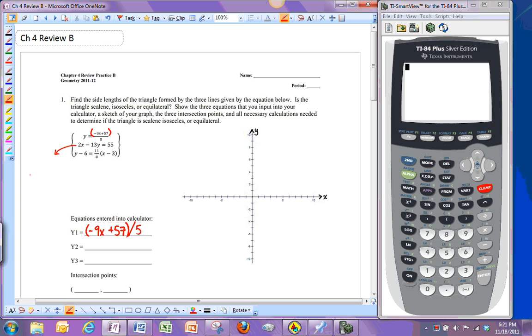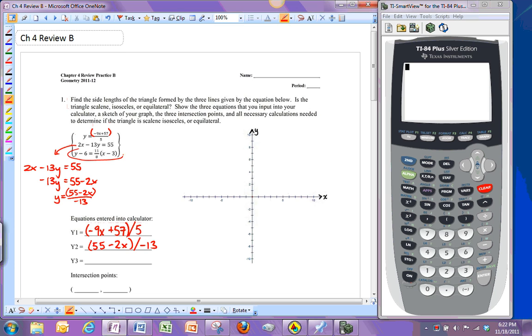The second equation, people make mistakes on this all the time. Really, I recommend that you work this out carefully when you try to get it into a y equals form. So this is what we have. Now, in order to get it into y equals form, I got to subtract 2x from both sides. So first I'm going to get 55 minus 2x. Then I'm going to divide both sides by negative 13. And then I've got something that looks an awful lot like the first equation. So I'm going to need to put the top in parentheses for the calculator: 55 minus 2x, divided by negative 13.